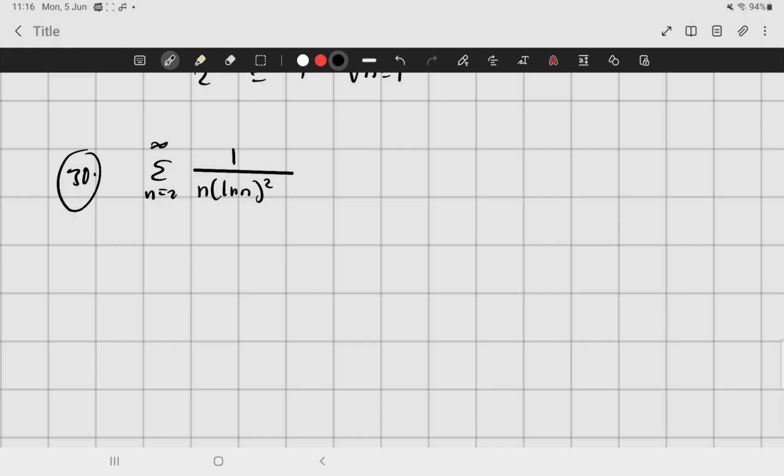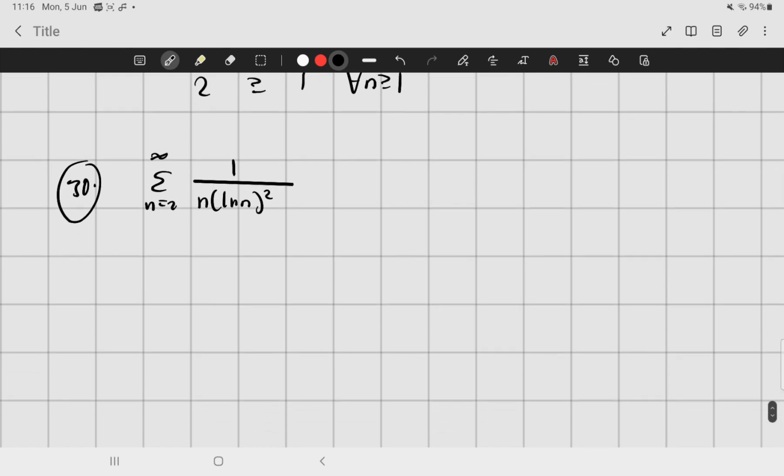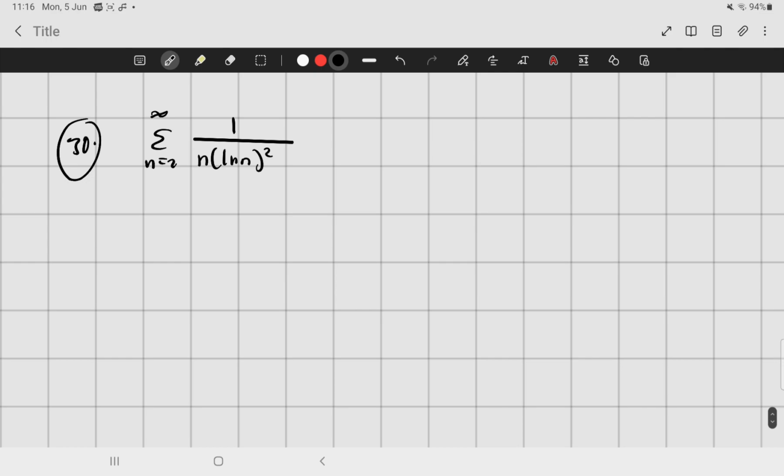It's larger. Yeah, it can't work. So, damn. All right. So let's try with integral tests.